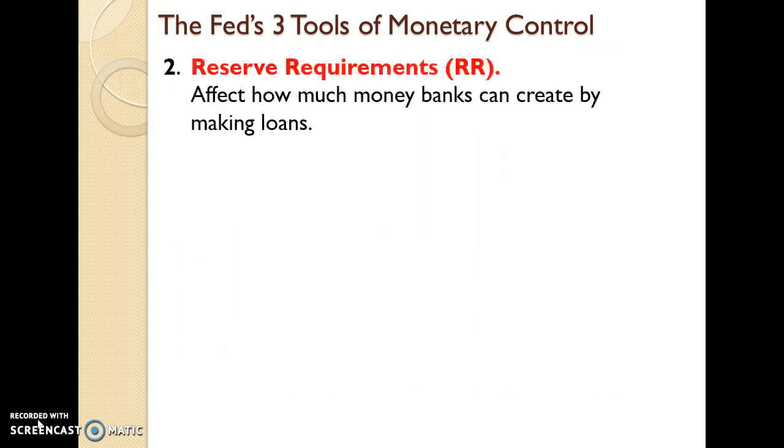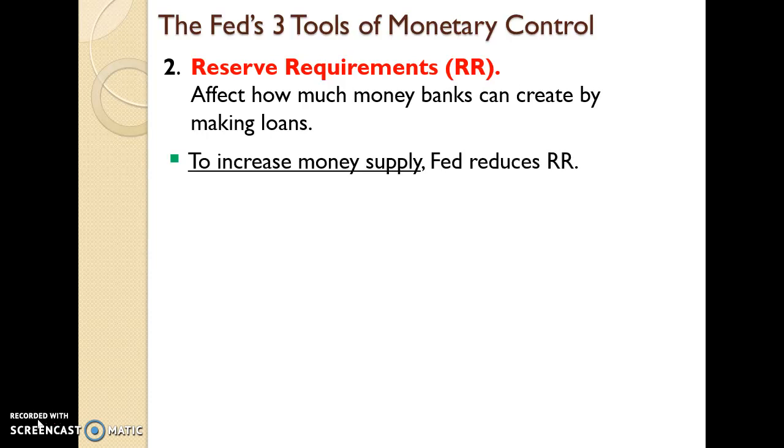The second tool that the Federal Reserve can use to regulate the money supply is called a reserve requirement. A reserve requirement is how much money banks have to have on hand at all times. So if your total deposits in your bank is $1 billion and you have to keep 10% of that, then banks would have to have 10% on hand at all times in their vaults. That's known as the reserve requirement.